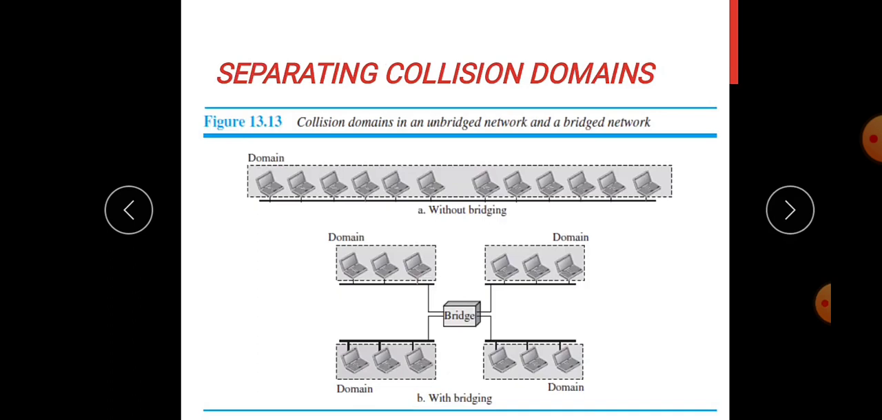Separating collision domains. Another advantage of using the bridge is the separation of collision domains. This figure shows the collision domain for an unbridged and for a bridged network. You can see that the collision domain is smaller and the probability of collision is reduced in the bridged network. Without bridging, 12 stations contend for access to the medium. With bridging, only 3 stations contend for access to the medium.